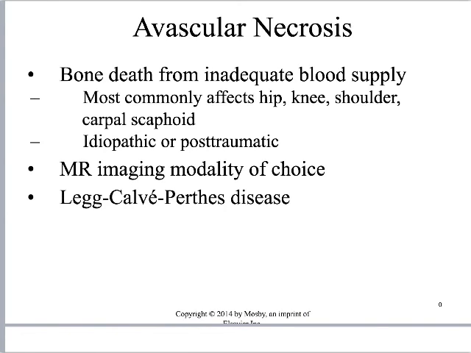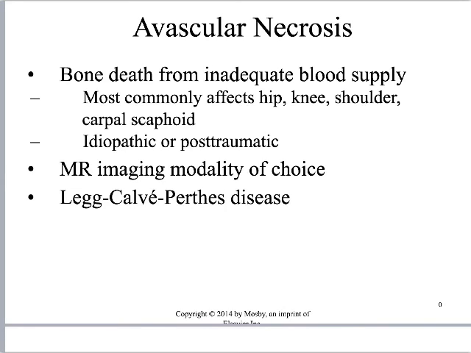Avascular necrosis, this is kind of what we were looking at earlier. If we have non-union or there's not appropriate blood supply due to other pathological conditions, we can start to get necrosis at the area of the fracture. This is the case oftentimes in the lower extremity as well as the shoulder. It can also happen with the scaphoid bone.